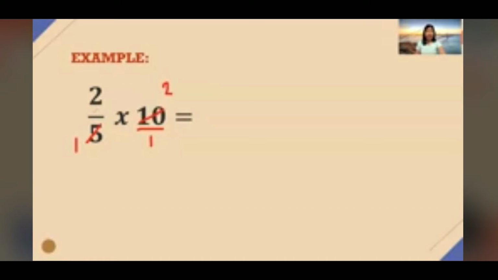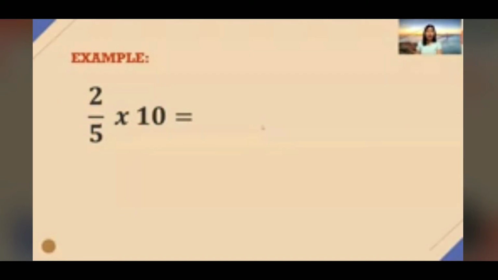So in this case, may we still cancel anything? No, because all of them are prime numbers. So 2 times 2 is 4, and 1 times 1 is 1. So we can simplify this one by simply canceling the denominator since it is 1. So our answer is a whole number, and that is 4. 2/5 of 10 is 4. Did you get it? Alright.